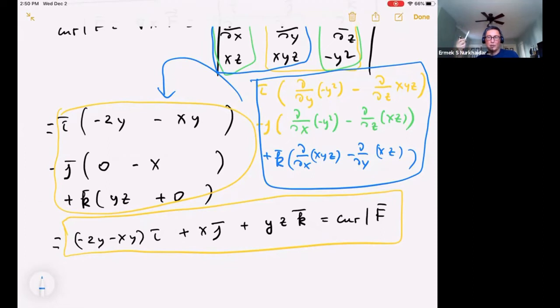So curl will tell you if there is something happening around the point, like if the fluid is moving in circles around the point, and if it is, then it tells you around which axis that rotation is happening. Okay, if there is no rotation, then curl is going to be 0.